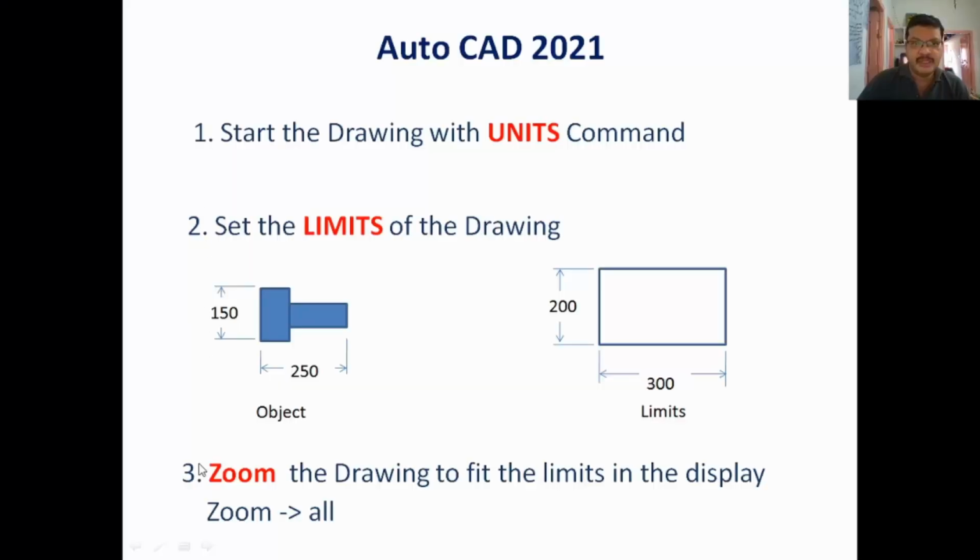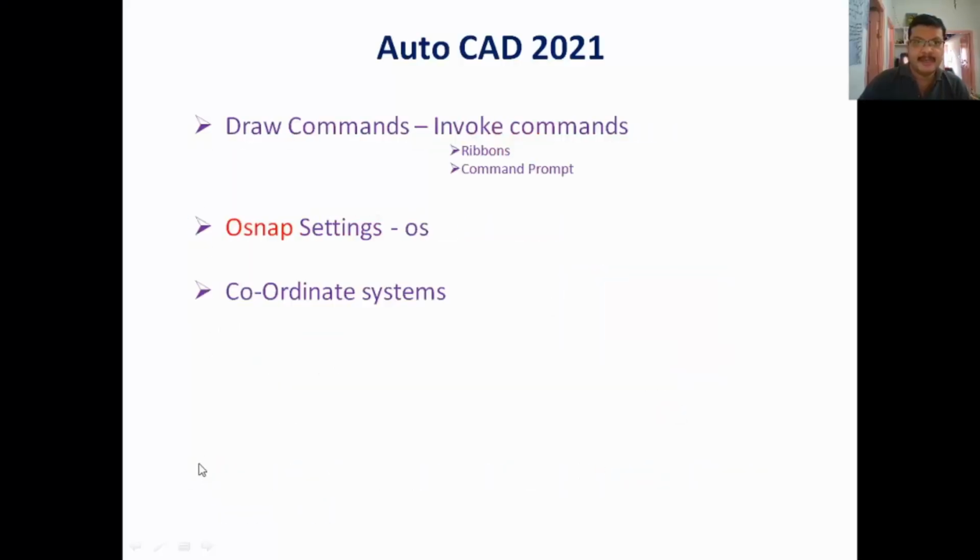We have seen these three basic commands. Next thing we will see about the draw commands. To invoke any draw command or any command in AutoCAD, we have two methods. First you can use the ribbons. From the ribbon you can activate the command, or from the command prompt you can activate the command. But the method recommended by me is using the ribbons only.